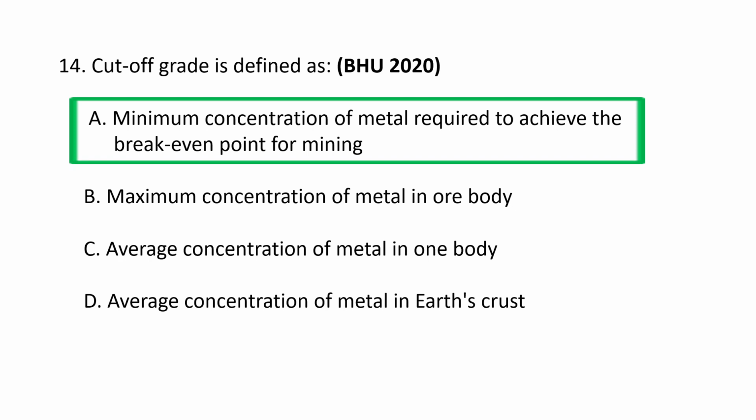In mining, the cutoff grade is the minimum grade of mineralization or the metal content that makes a deposit economically viable to mine and process. The material above this grade is considered ore and is extracted, while the material below this grade is considered waste and is either left in place or disposed of. So cutoff grade is the minimum concentration of a metal required to achieve the break-even point for mining. A is the correct option.